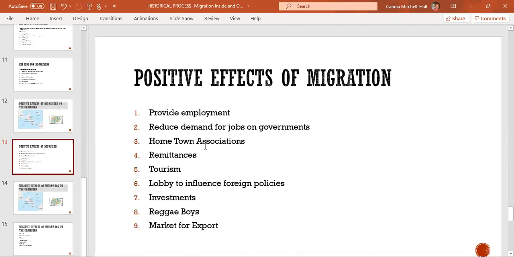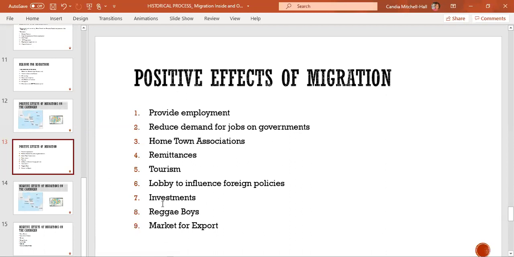And so even if I was born in Jamaica, I still have to pay the tourist rate. Yes, you still have to pay the tourist rate because you do not have a Jamaican ID. And so tourism is also a positive effect because people come back and contribute to the tourism industry.